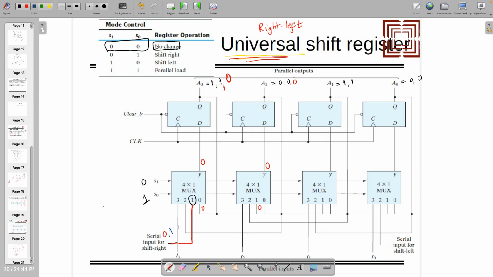Maybe we change to 1. This 1 will be changed to here. This will change to 1. And this will feed with 1. So whatever data you are feeding, it's actually shifting in the right direction. Right? Whatever data you are feeding here, it's shifting in the right direction. So that is the meaning of shift register. So it's shifting the data.